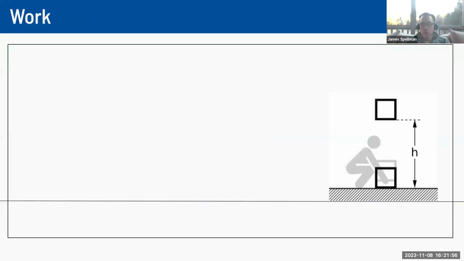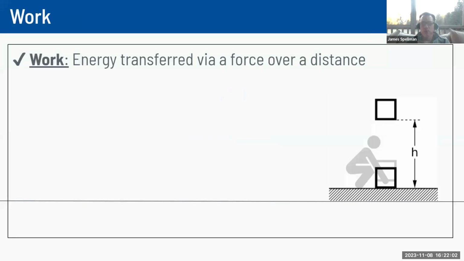All right. So I got an image here of someone with a box picking it up, and this is kind of what we're thinking about when we're talking about work. So effectively what work is, is transferring energy through a force over a distance. Mathematically, what this looks like is simply a force times a distance. So you got to push something and you got to move it. That's going to be what our work is all about.